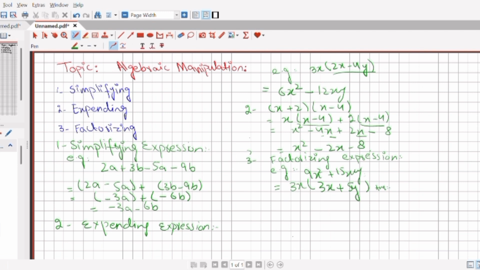Factorizing is like putting the expression back into brackets. As I told you, it's the reverse of expanding.